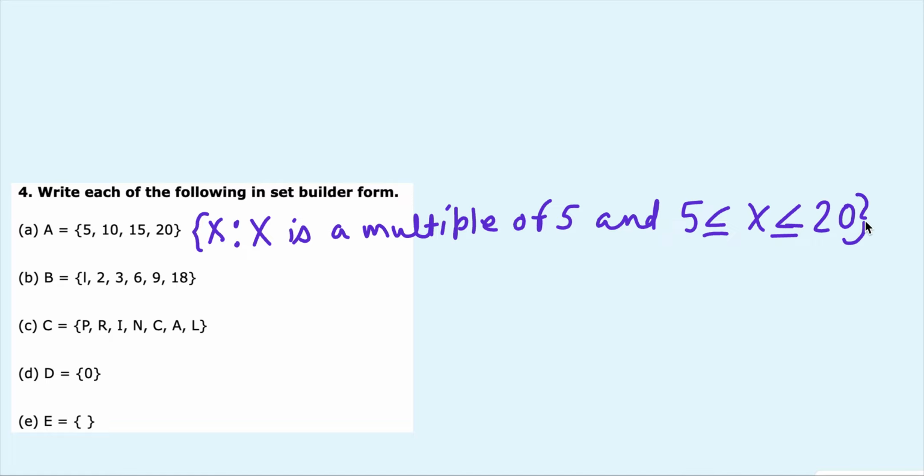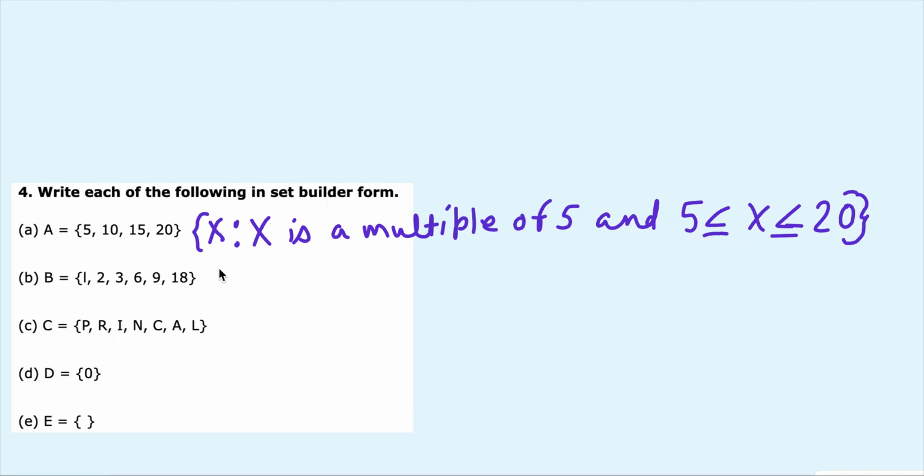So why are we writing it in this format also? You might be asking, why couldn't we just write x as a multiple of 5? The reason being that we are only given 4 elements. So that means our numbers have to be less than or equal to 20. Because we could have continued this on forever, but to be more specific, we say that it's a multiple of 5 and 5 is less than or equal to x, which is less than or equal to 20. All right, so this makes it well defined.